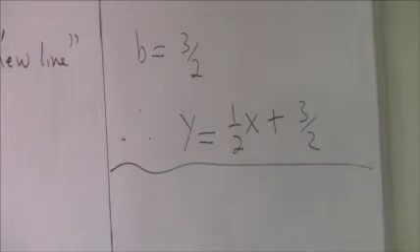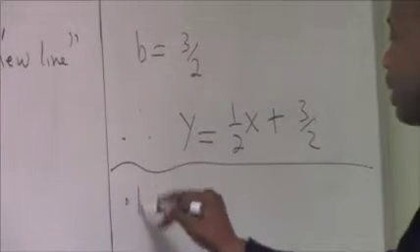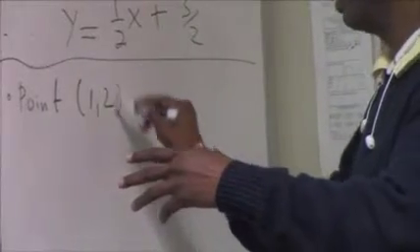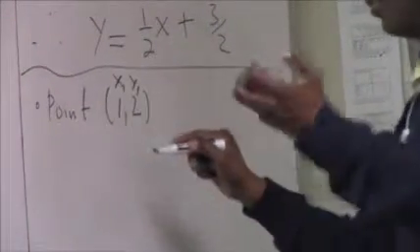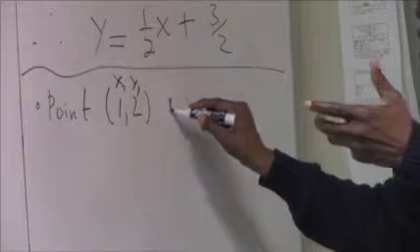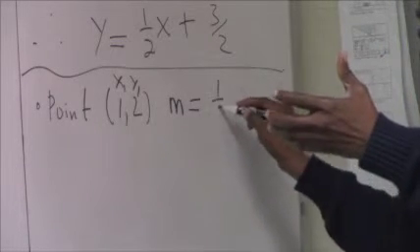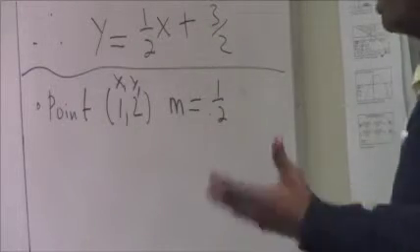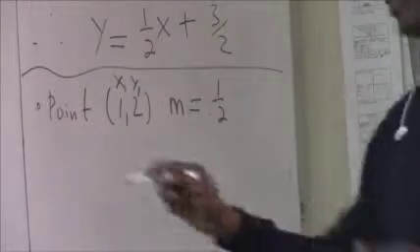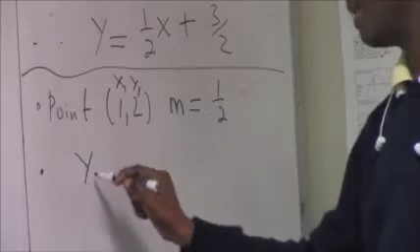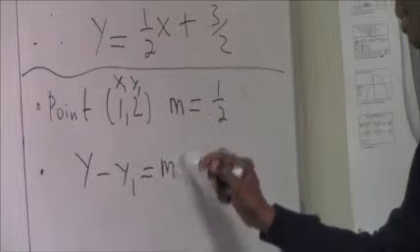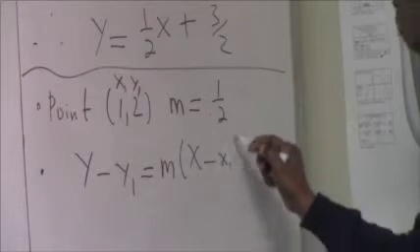Now, I'm just going to introduce you to another way of doing this quickly. Now that we have the point 1, 2, I will call it x1, y1. Can you guess which way I'm going to get you to try to do this? And then my gradient is 1/2. I'm going to take the approach of the point-gradient method. So let's go. I'll do y minus y1 equals m times x minus x1. Let's do the substitution.